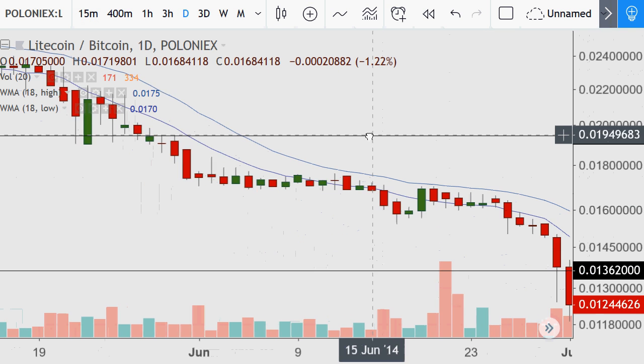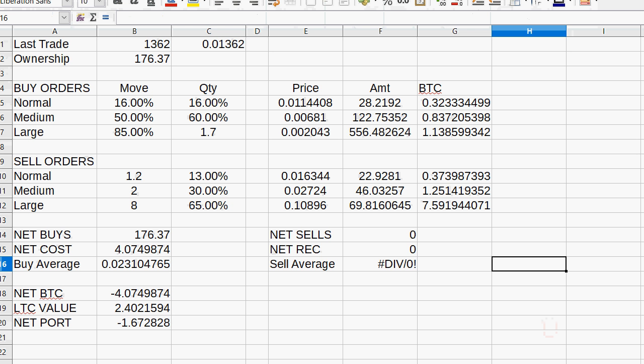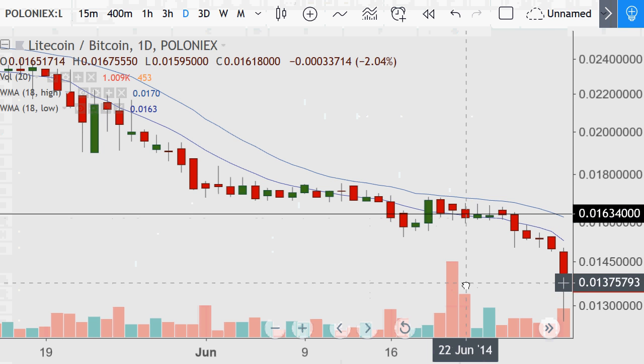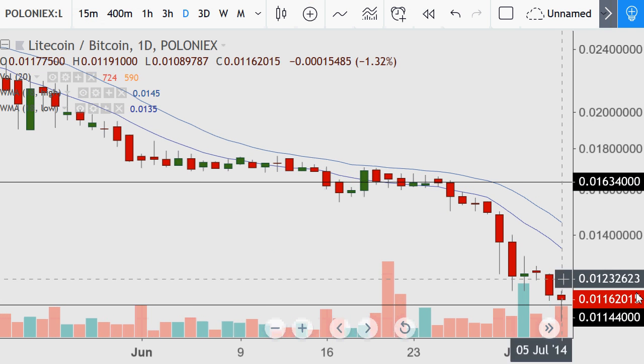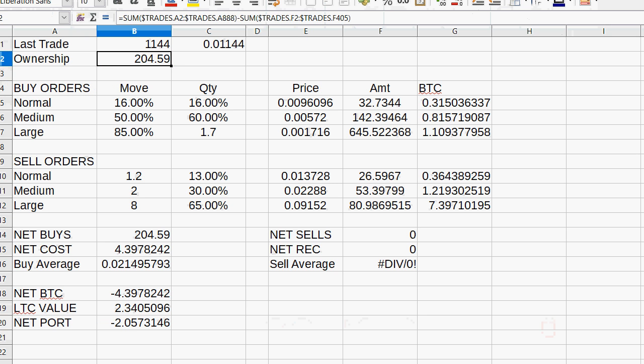So let's carry forward and see if it's a buy or a sell. And we can see that it's a buy at 1362. This brings the portfolio down 1 2/3. Still without a sale. And let's move on to the next trade, as this has been nothing but a downward start, and 1144 buys a few days later.